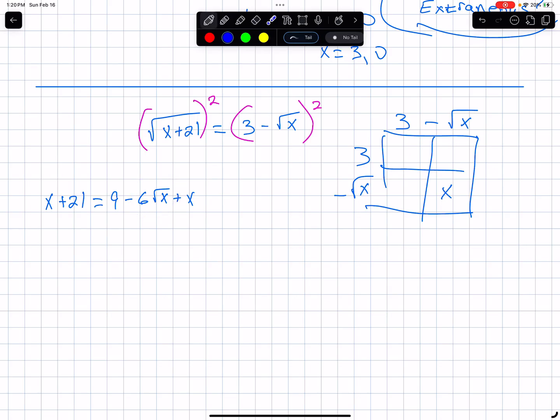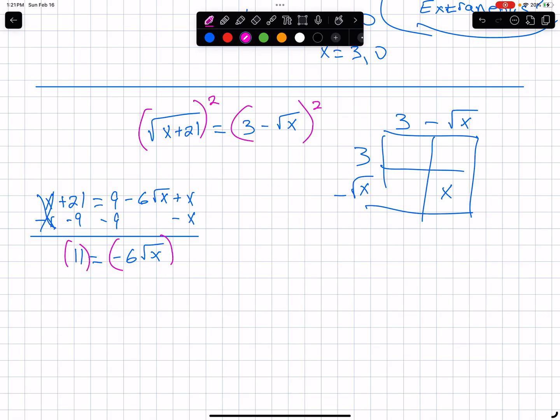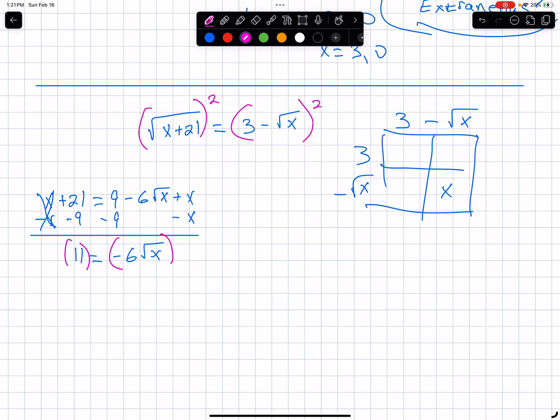So when I get that square root by itself, I subtract all the other nonsense over. And then you're like, yay, it's easier, right? Because the x's cancel. 21 minus 9 is 12... equals negative 6 square root x. And then I have to square again. You have to do that anytime there are two square roots on both sides. You're always going to have to square it twice.